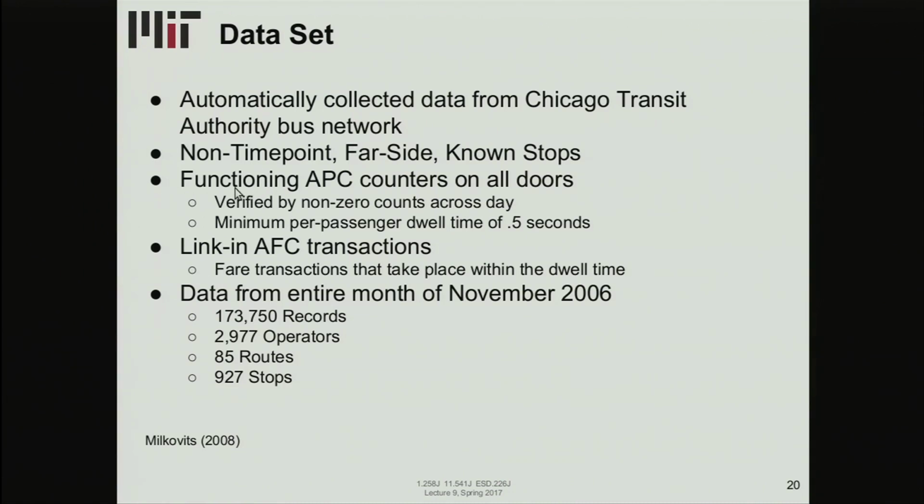Okay, they looked at known stops. So if there were any stops that were not properly coded, they were thrown out. They had APC, so automatic passenger counting on all doors, and they threw out data that was of bad APCs, so buses that reported 0 boardings or 0 alightings were thrown out. And they looked at each AFC transaction and matched it to how they paid. Was it a ticket? Was it a smart card, etc. So they looked at a whole month, November 2006.